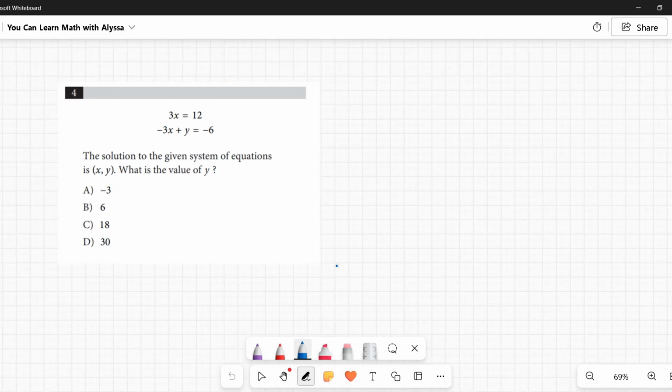Number 4. 3x equals 12 and negative 3x plus y equals negative 6. The solution to the given system of equations is (x, y). What is the value of y? Can you solve this by graphing? Yes. Would I recommend you solve it by graphing?